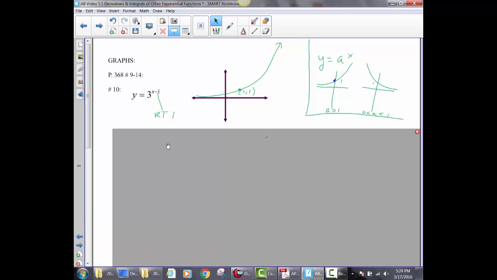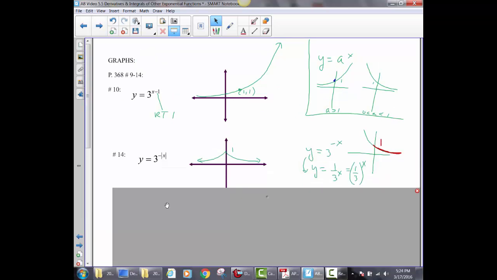Okay, so a little bit more about exponential graphs. Y equals 3 to the x minus 1. That's going to take the graph of y equals 3 to the x, which would rise because 3 is bigger than 1. But it's going to move it to the right one. So that anchor point 0, 1 is now at 1, 1. So it'll rise very slowly until it gets to 1, 1 and then rise quickly.